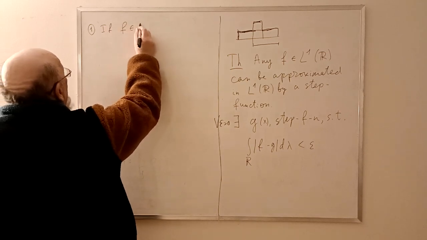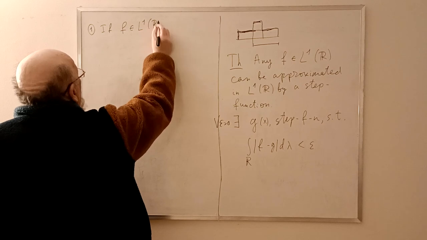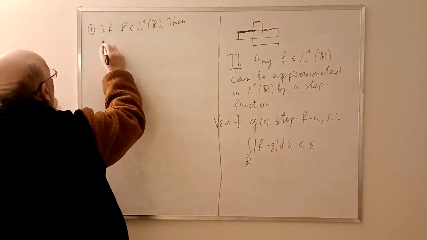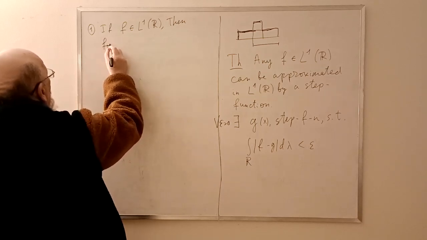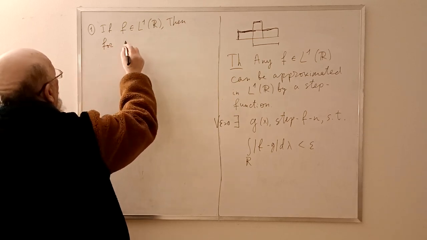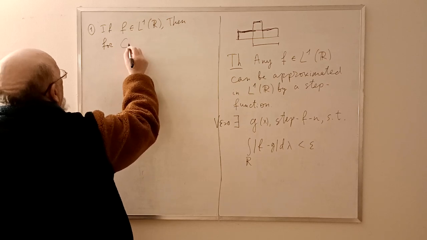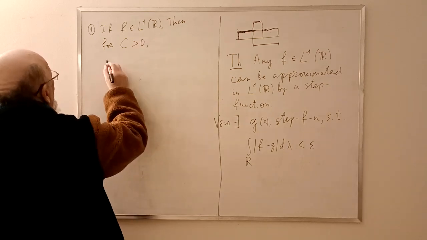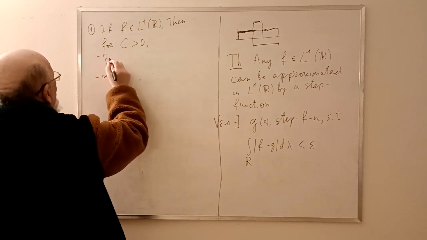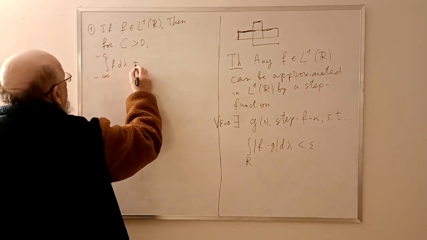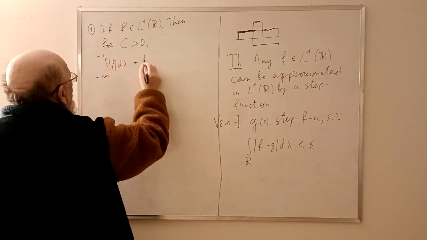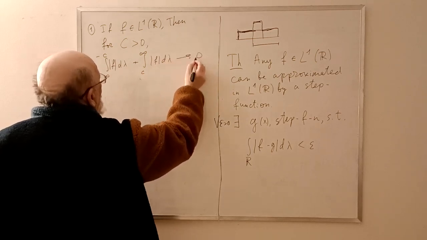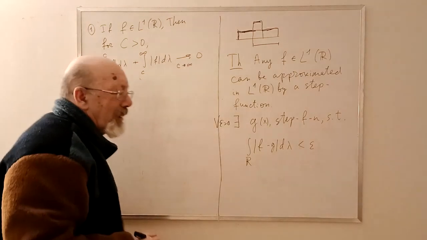First, if f is in L1 of R, then for positive C, the integral from minus infinity to minus C of modulus f d lambda plus the integral from C to infinity of modulus f d lambda goes to zero when C goes to infinity, obviously.